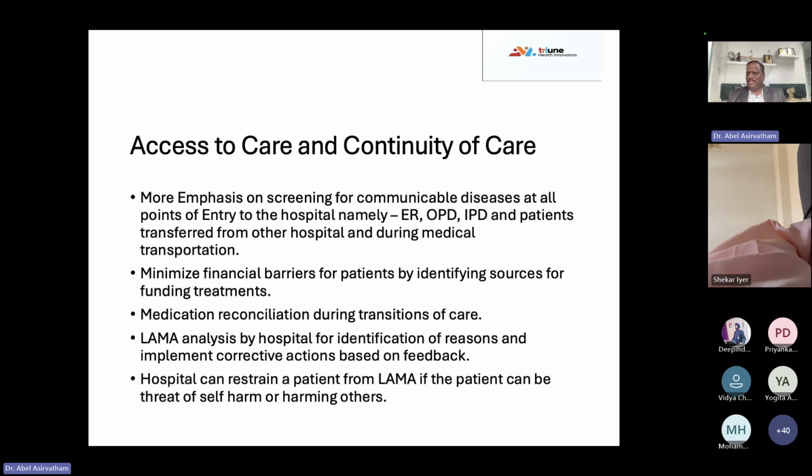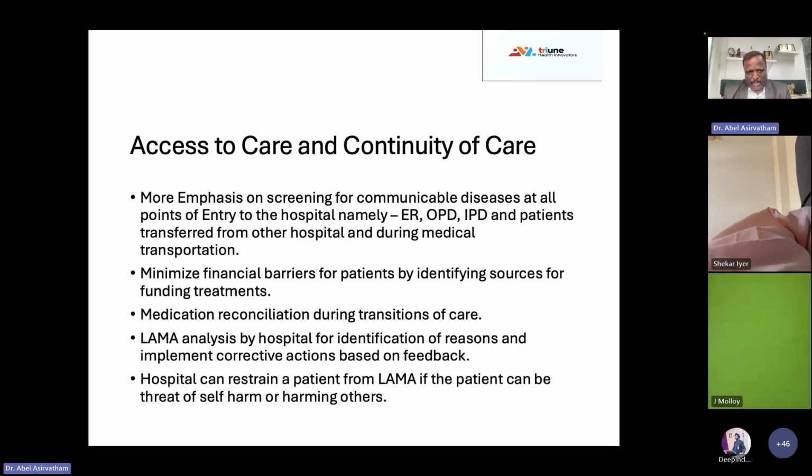Then medication reconciliation, a very important part. Though we have been talking about it, we still tend to do it only at the time of admission. But during all transitions of care, medication reconciliation is important, and that needs to be incorporated along with the transfer summary itself. Then leaving against medical advice, LAMA: analysis by the hospital for identification of reasons, for any corrective actions, and for any opportunities for improvement.